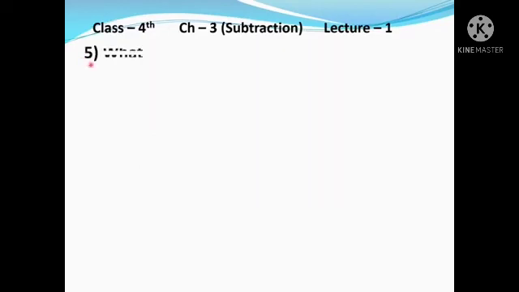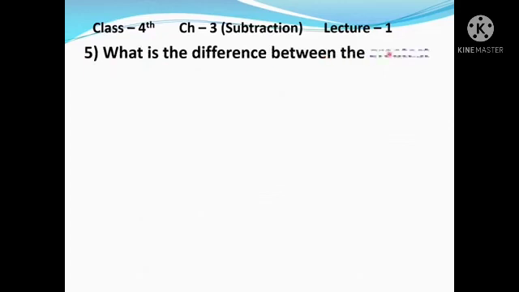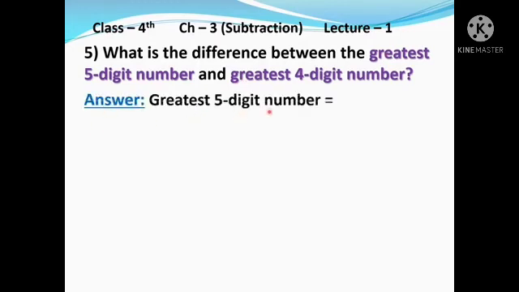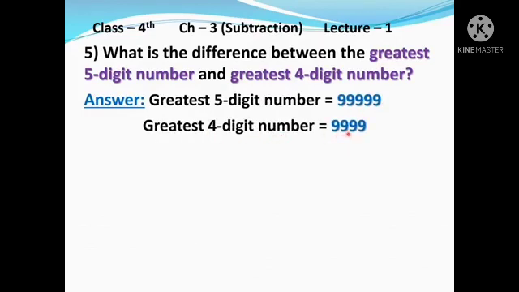Now, question number 5. What is the difference between the greatest 5-digit number and greatest 4-digit number? What we have to find? We have to find the difference between greatest 5-digit number and greatest 4-digit number. हमें greatest 5-digit number and greatest 4-digit number का difference find out करना है. Okay? Answer: greatest 5-digit number equal to 99,999 and greatest 4-digit number equal to 9,999.